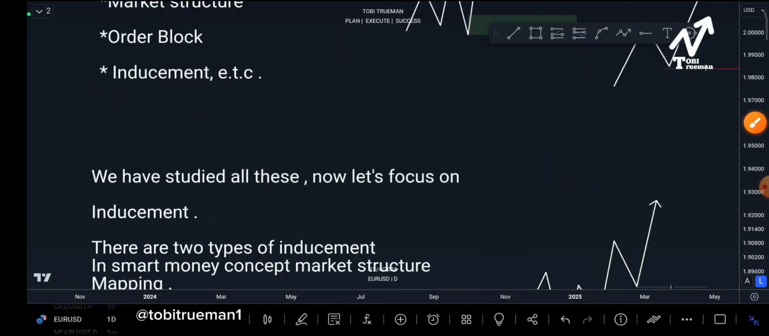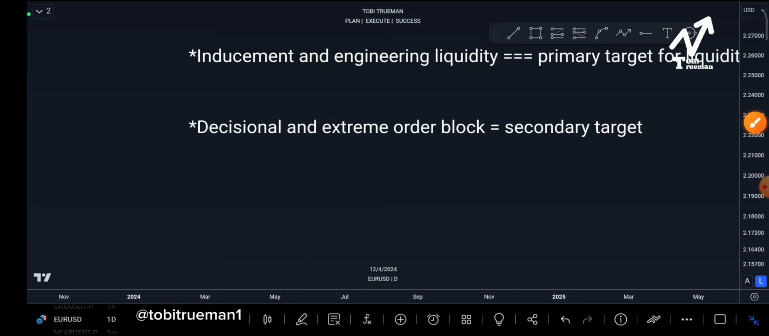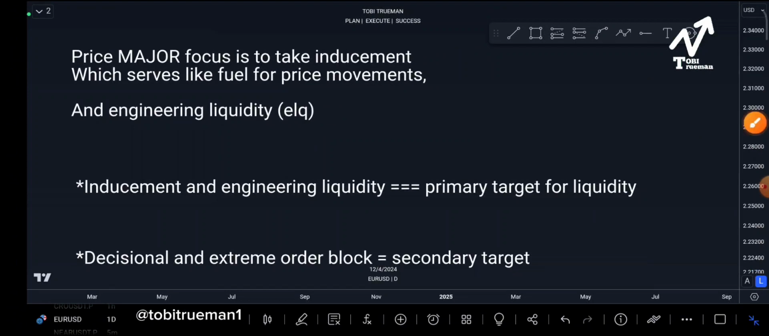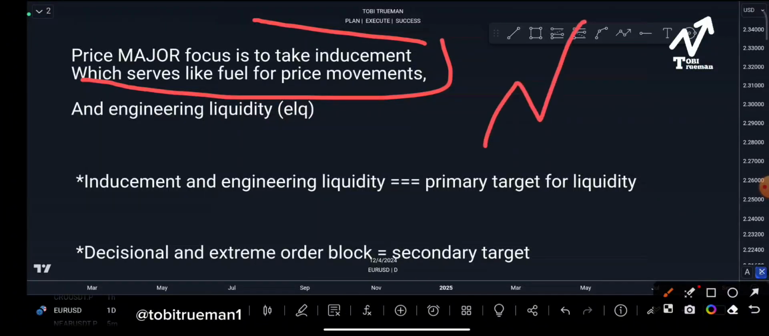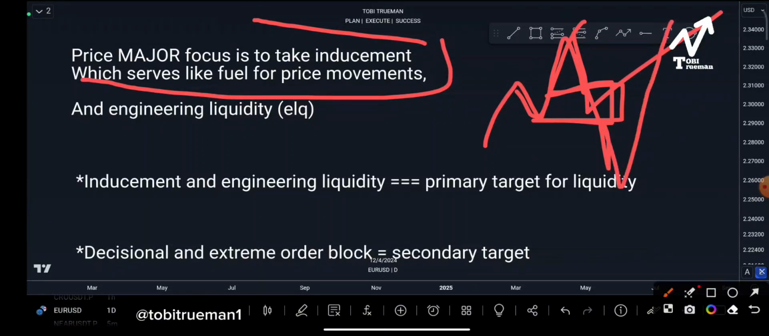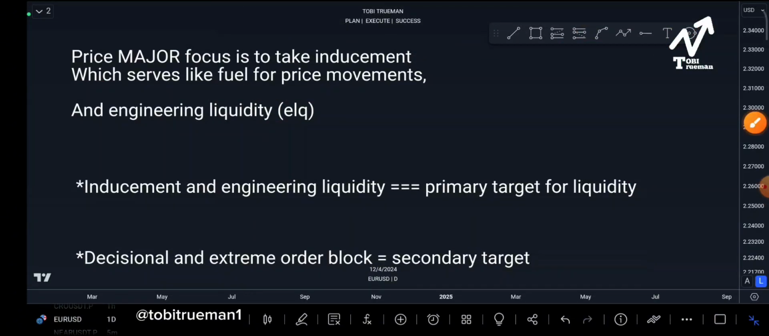One most important point we need to note is that price's major focus is to take inducement, which serves like fuel for price movement. When price is making this type of movement, many people say, okay, this is an order block, and they just take it without waiting for price to create inducement. So this order block will not serve as inducement. People are trying to buy here, but before that, price will come and take them out, then probably move upward again in a bullish market.